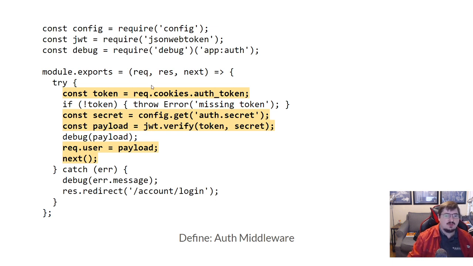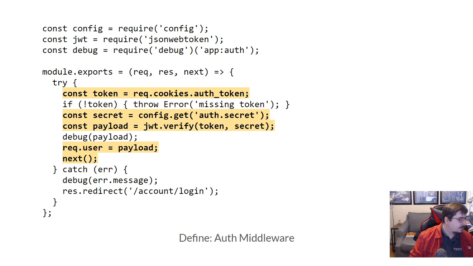Okay, so we've got the token. I'm going to throw an error if there isn't a token. So we just skip the rest of the code: if they don't have that cookie, then we go ahead and just go to the catch case, log it, and send it back to the login page. You can see in the catch, if anything goes wrong, I'm redirecting them to account/login.